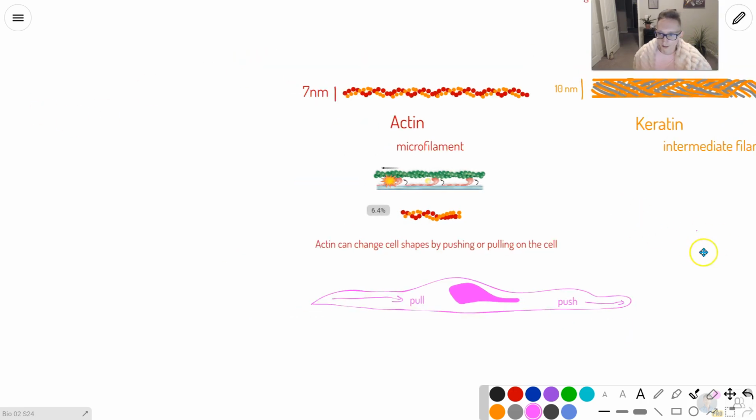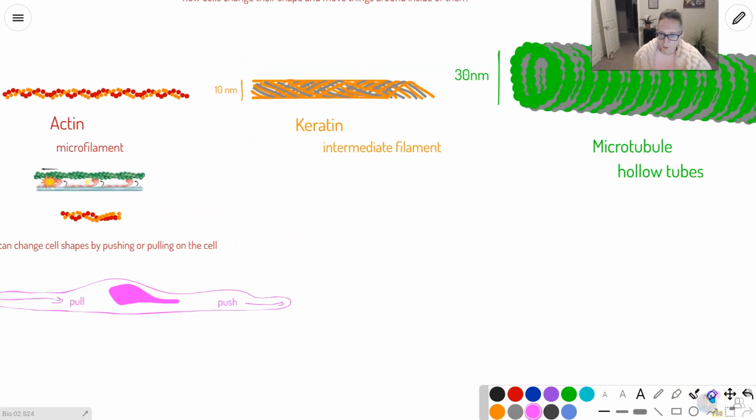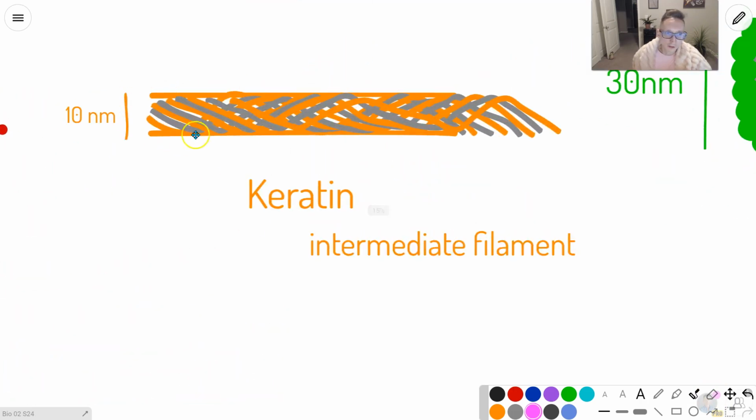Okay, keratin. Let's talk about this bad boy. So keratin, I drew it my best here, but it's a bunch of little fibers wrapped around, kind of like a cable of a bridge.